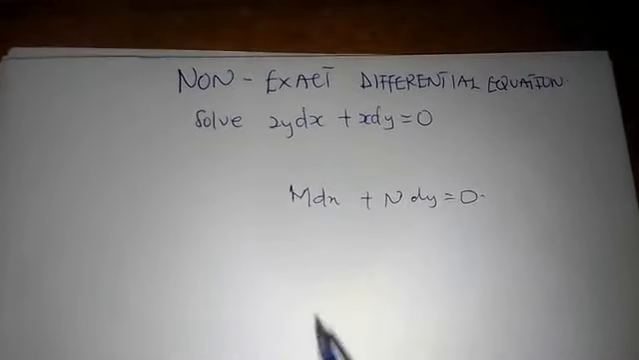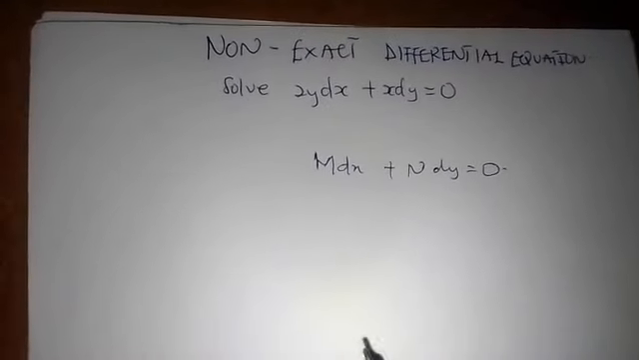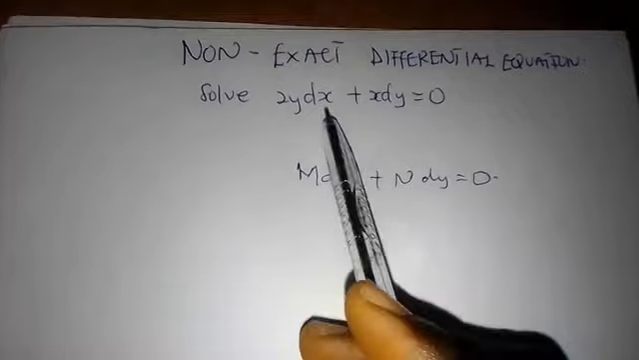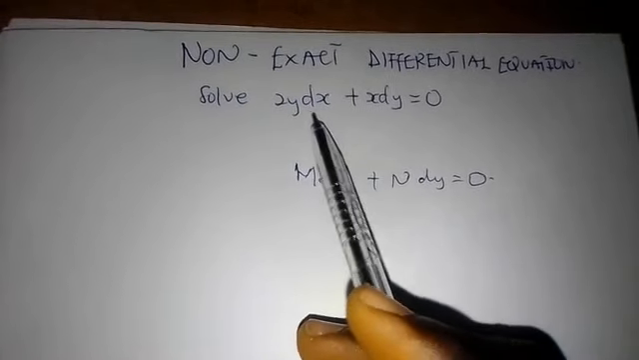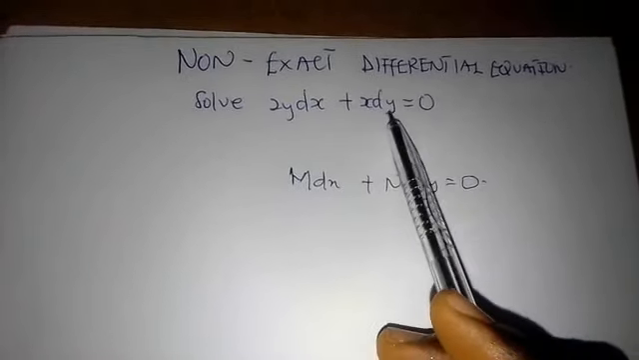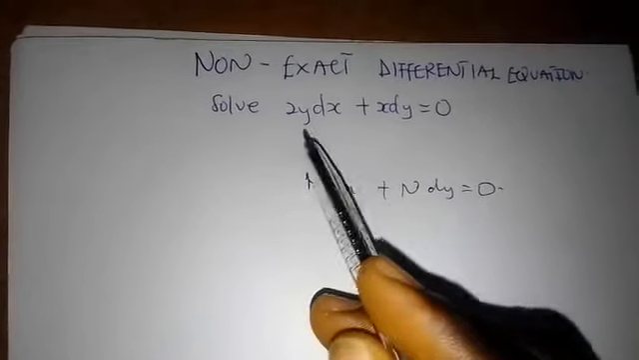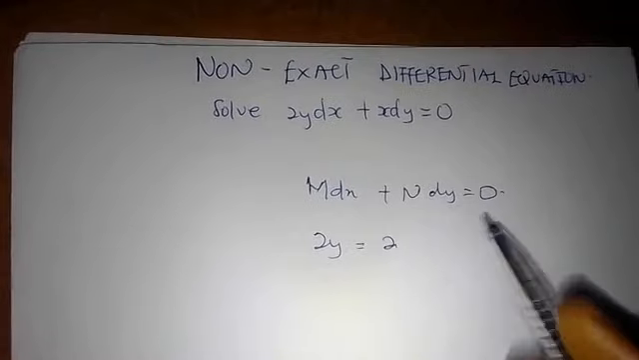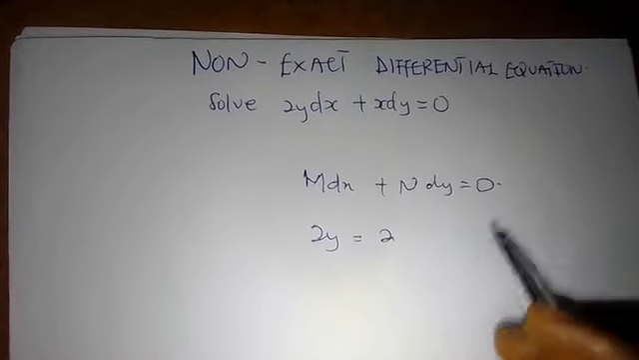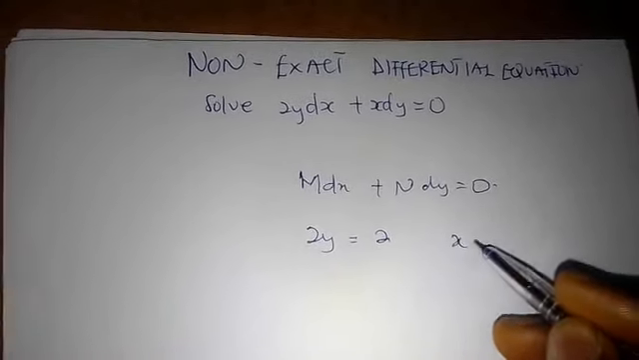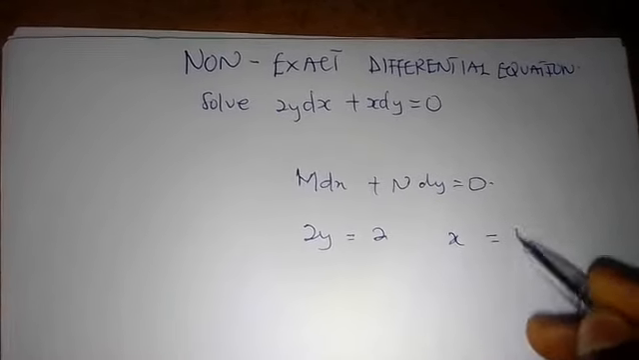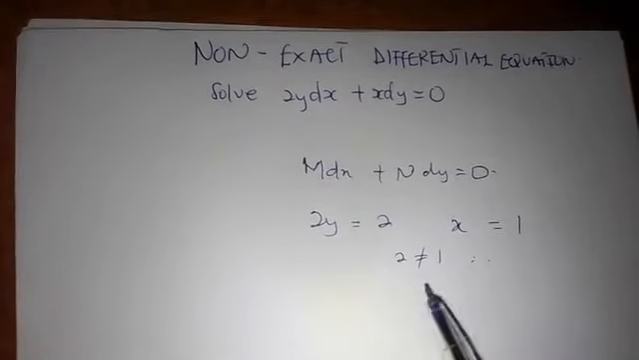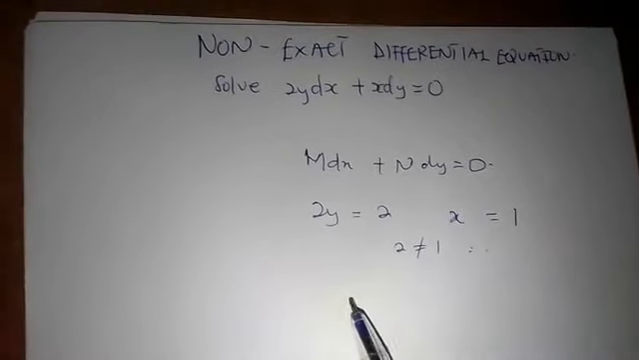To show that it is indeed exact, it should satisfy the fact that since here is the x, we differentiate with respect to y, and since here is the y, we differentiate with respect to x. Differentiating 2y with respect to y gives us 2. Differentiating x with respect to x gives us 1. 2 is not equal to 1, therefore this equation is not exact, hence it falls under the non-exact category.